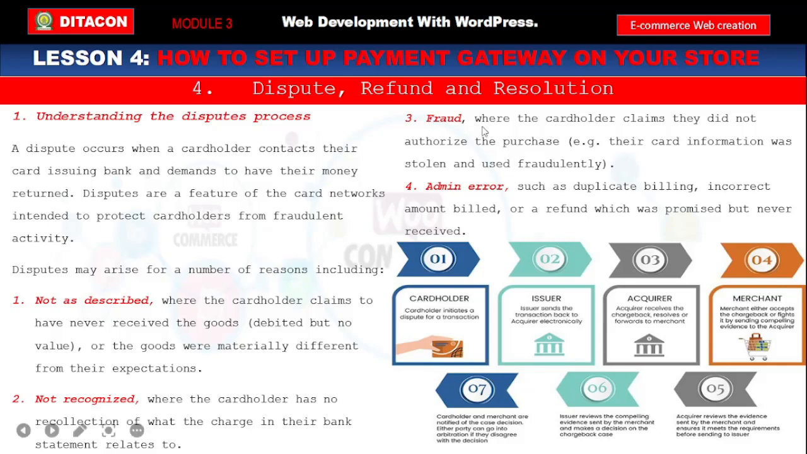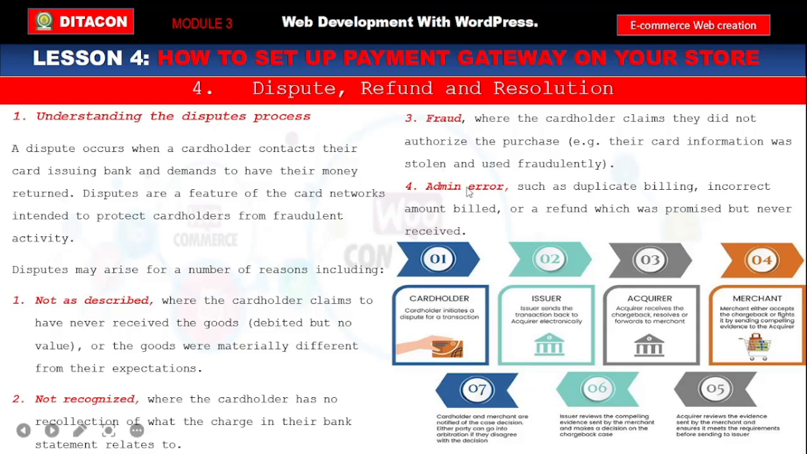The third one is fraud. In a case of fraud, the card holder claims they did not authorize the purchase. An example is where their card information was stolen and used fraudulently. When you did not authorize any payment, you just got an alert in your account, then you have the right to approach your bank and report the case to them, that an amount was deducted from your account and you did not authorize it, you did not buy anything related to that. So your bank will take the necessary steps so that your money can be recovered back to you.